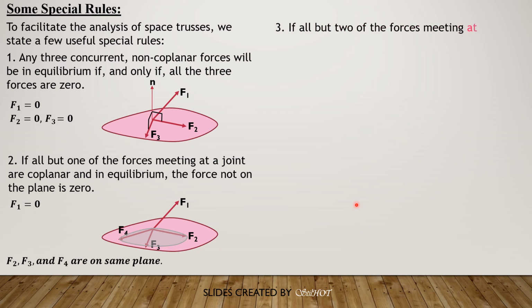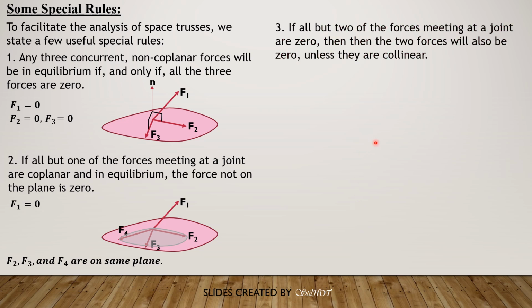Then special rule number 3: if all but two of the forces meeting at a joint are zero, then the two forces will also be zero unless they are collinear. So it means that if it is known that F1 is zero and F2 is zero, then from four forces, they are reduced to just two forces. Remember the principle in the 2D system that if there are only two forces acting at a point, then each of them is zero. So if F1 is zero and F2 is zero, remove them, and there will be two forces left. Automatically F3 is zero and F4 is zero.